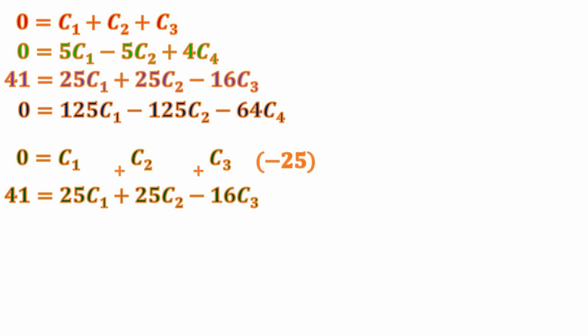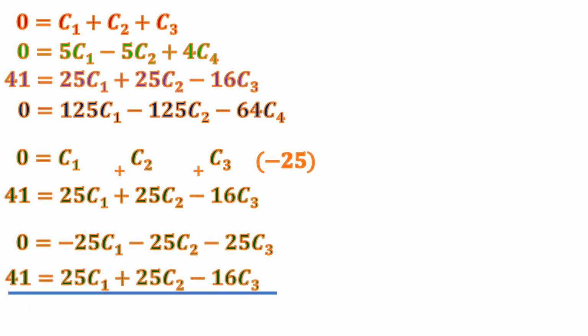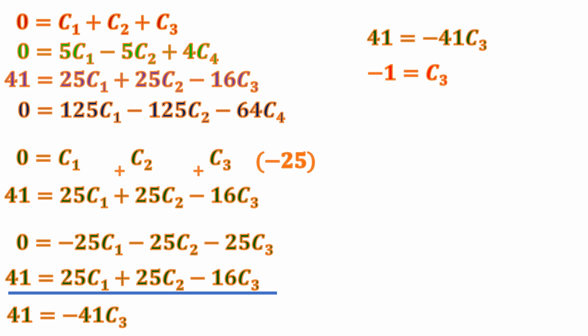So I'm going to multiply this by negative 25 so that the C1 and C2 will be gone. So distribute the negative 25 and let's combine. So 0 plus 41 is 41. And the C1 and C2 will be gone because it's the same number with opposite signs. It will be 0. And negative 25 minus 16 is negative 41. So let's copy it and divide both by negative 41. It will result to C3 equals negative 1. So that's our value for C sub 3.